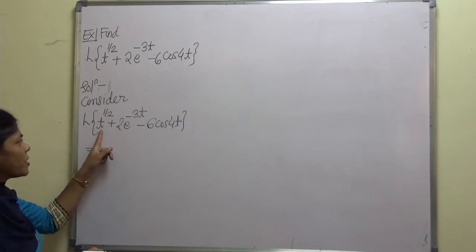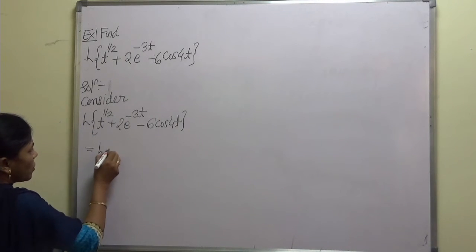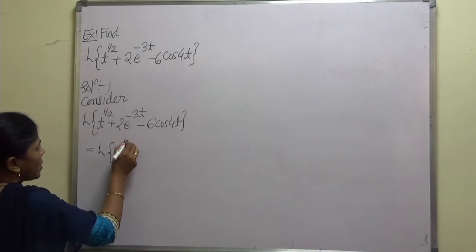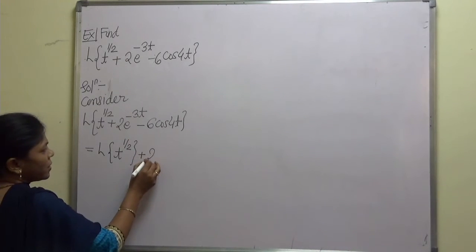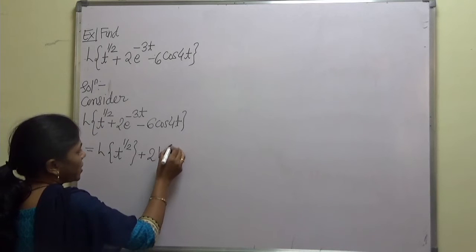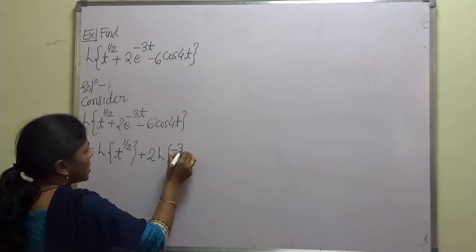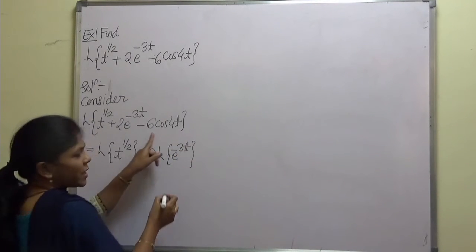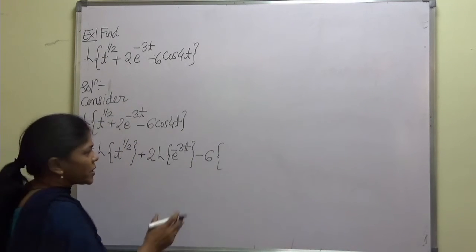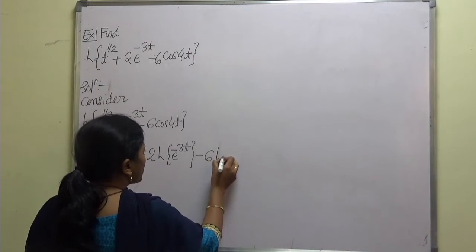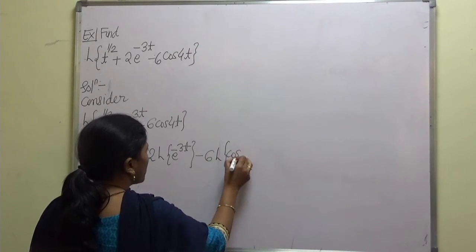Take the Laplace of the first function. So it is no constant, so t to the power half. Then in the next term, 2 is a scalar. Take it outside. Just take the Laplace of e raised to power minus 3t. Then in the next term, minus 6 is a scalar. Write it outside. Then take the Laplace transform of cos of 4t.